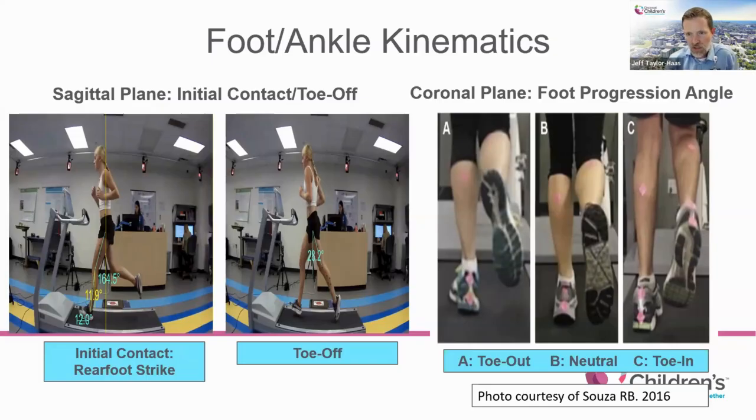On the right, you can see the picture of the coronal plane and different foot progression angles. This is a nice picture courtesy of Susan and colleagues from 2016. We can appreciate toe out gait on the left, a more neutral toe position in the center, and a toe in gait position on the right in that C position. These are all variations of normal, although it is much more common to have a toe out gait than a toe in gait when it comes to running kinematics.